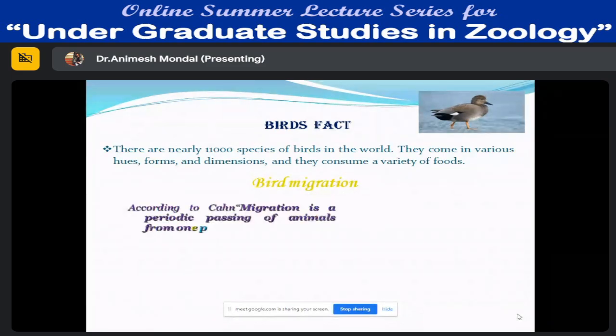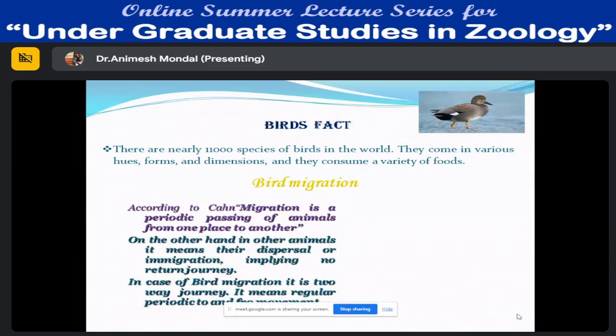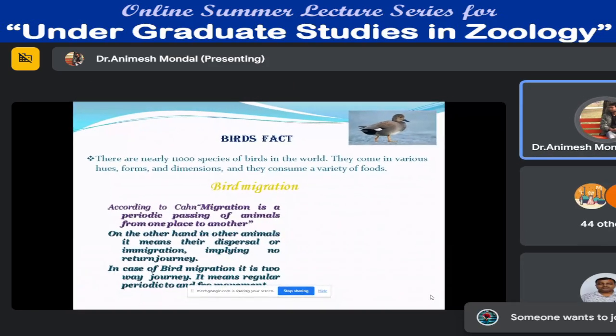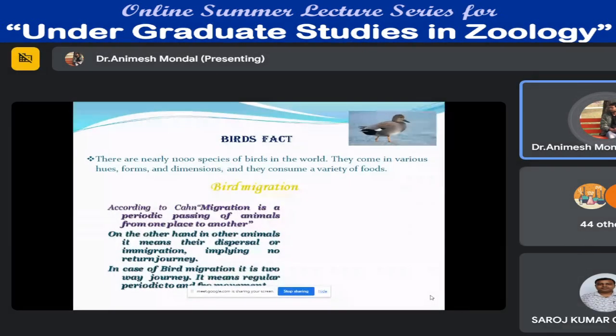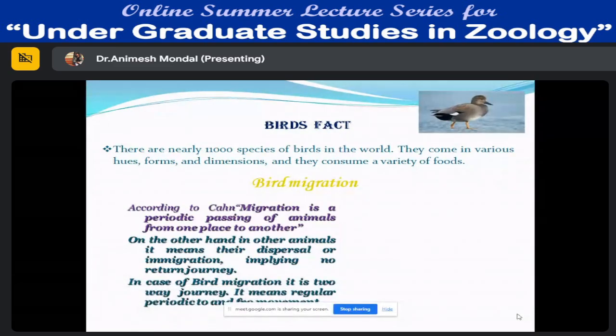Now, according to Khan, what is the actual meaning of migration? Migration is a periodic passing of animals from one place to another. On the other hand, as I have discussed earlier, in animals it means dispersal or immigration implying no return journey. But in case of birds, it is a two-way journey. That means regular and periodic to and fro movement. I hope now the term is clear to all of you.